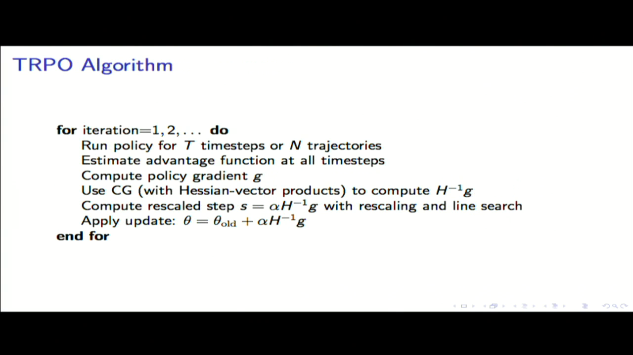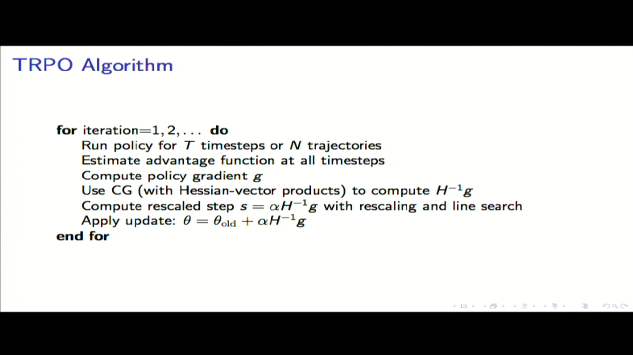Okay, so you do a line search, and so the whole algorithm looks like this. You run your policy for t time steps or n trajectories. You estimate the advantage function at all time steps. You compute the policy gradient. Use conjugate gradient to compute H inverse G, where H is the Hessian. This is your step direction.